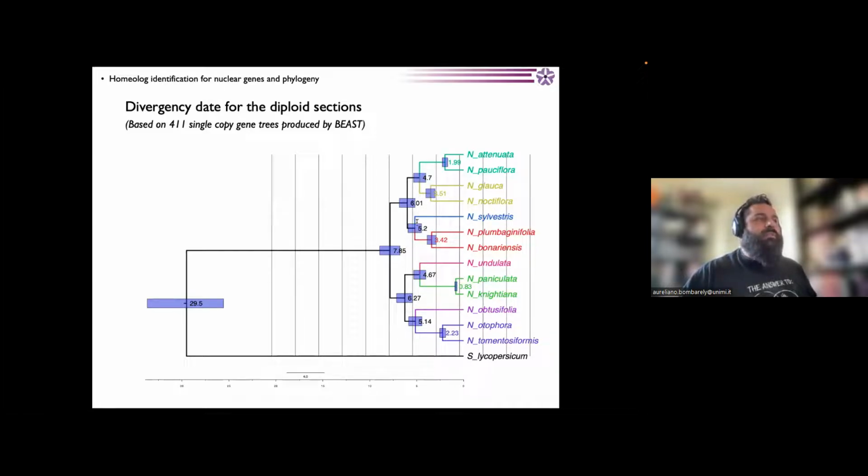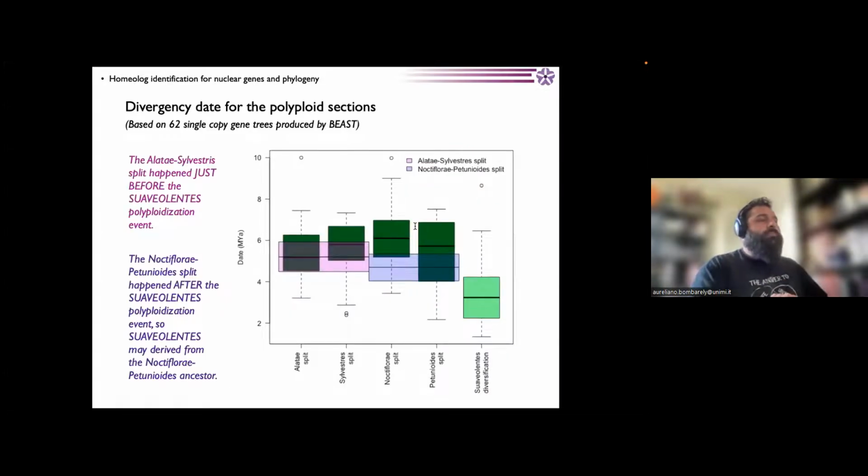Then Latae is sister to Silvestris, and they diverged a little bit older, so a much older divergence. Then we did the same dating with all the different trees that we have for these 411 trees with all the Suaveolentes and Nicotianas, and then we plotted the dates. In green you can see the divergence dates for the splits between Latae and Suaveolentes, Silvestris and Suaveolentes, Noctiflorae and Suaveolentes, and Petunoides and Suaveolentes, and you can see that it's around 5 million years ago. But when we look at the split between Latae and Silvestris, it overlaps with this split.